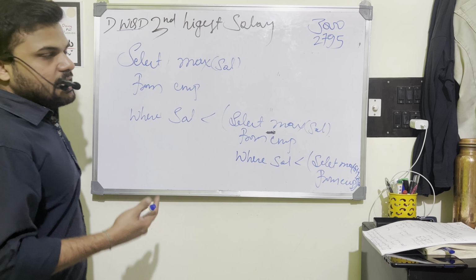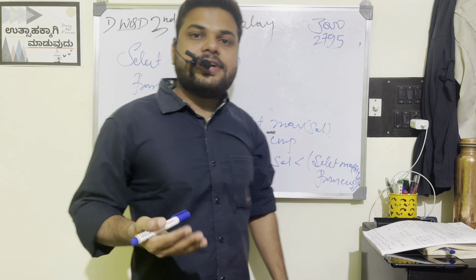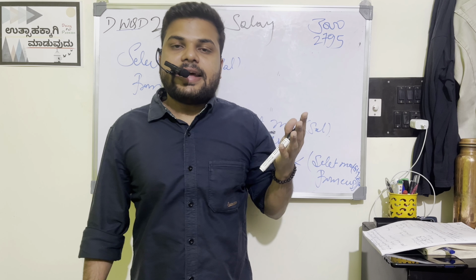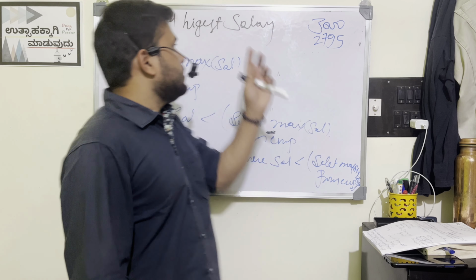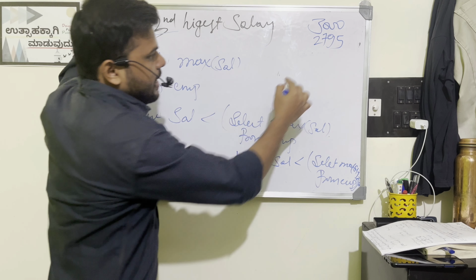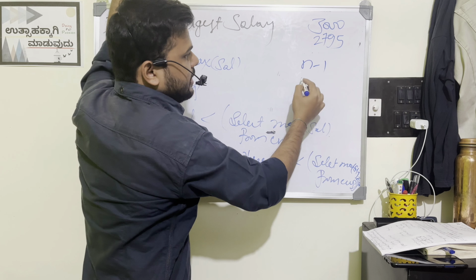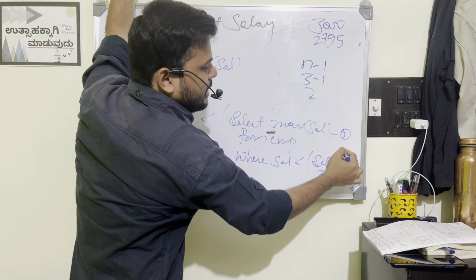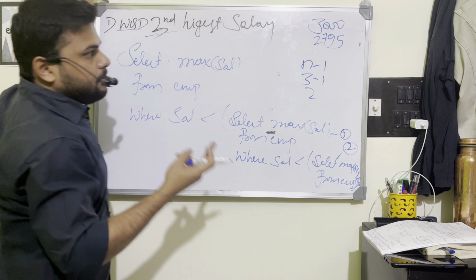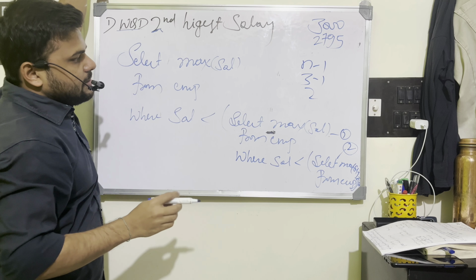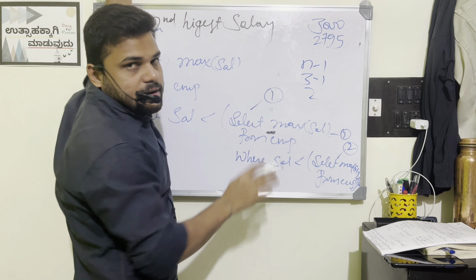Okay. See, here the drawback is that whenever we want to determine the nth minimum or nth maximum value, we have to write n minus 1 inner queries. I am finding the third highest salary here, so I have to write 3 minus 1, that is 2 inner queries. Previously, when I found the second highest salary, I wrote only one inner query.